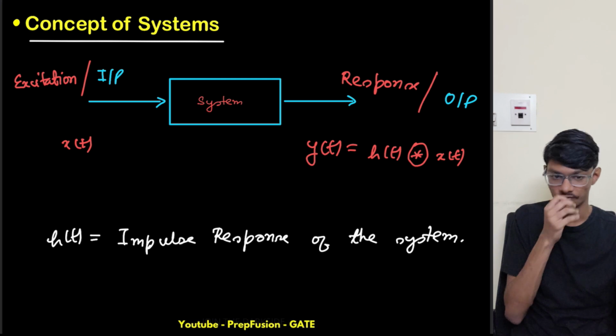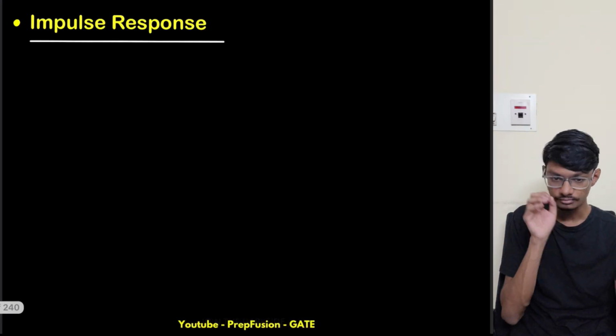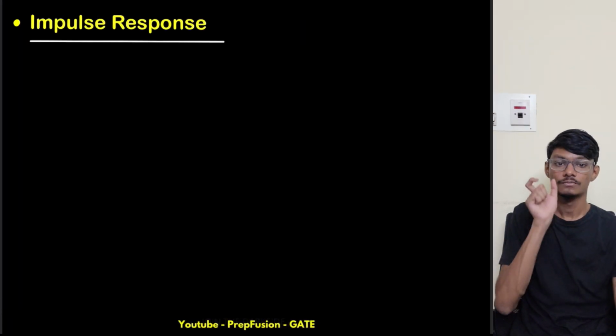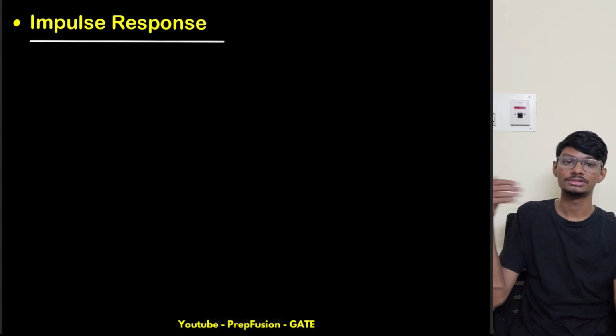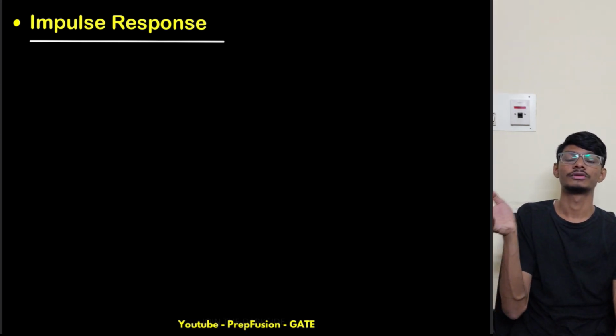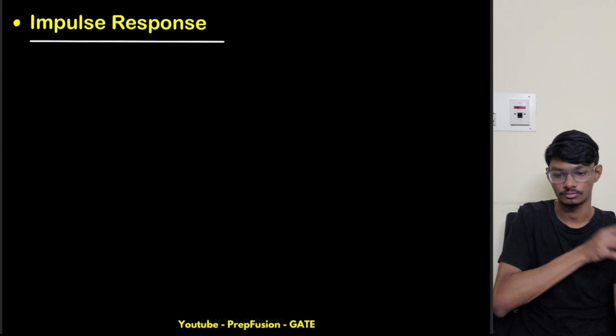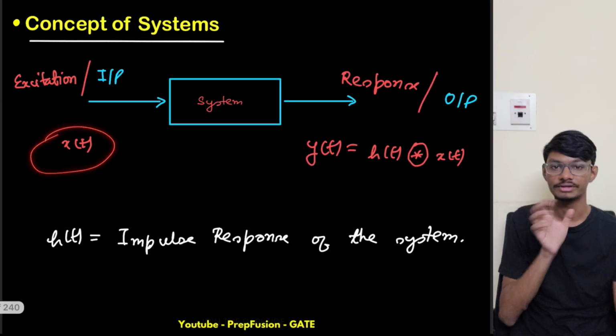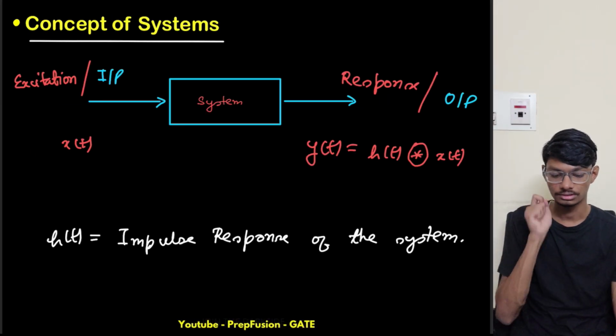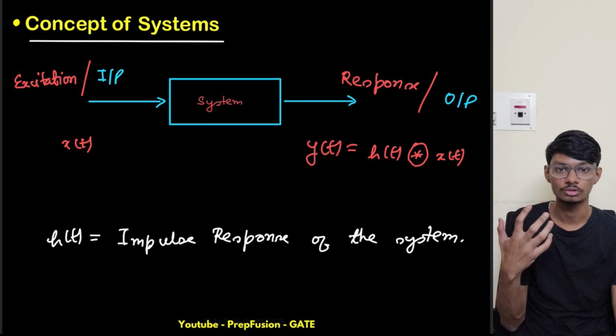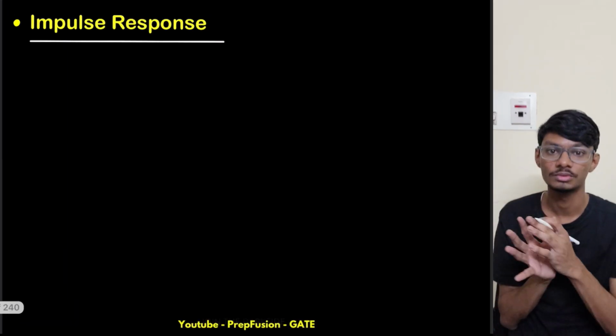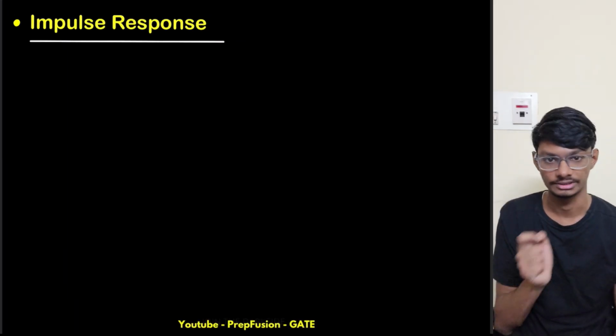Now what is an impulse response? Impulse response is the output that we get from the system when we give an impulse signal as input. When this x of t is impulse signal itself, the output that we get is the impulse response of the system, okay? Why are we so much interested in this? I will just explain in next few slides.